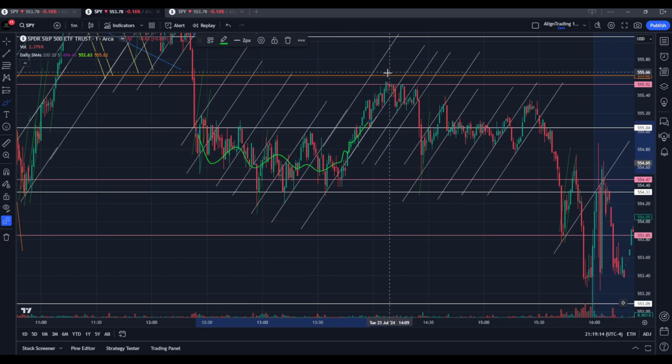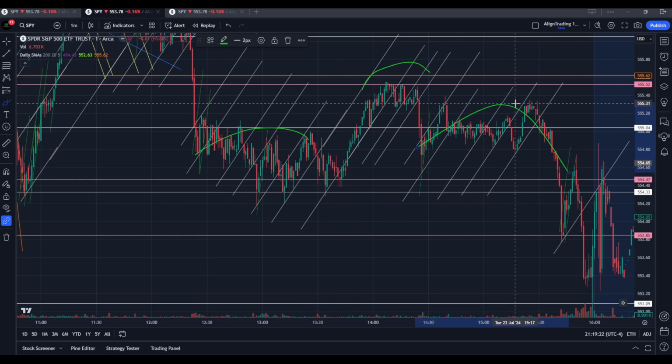But give it some time, let it form something, and you can see that we form this head and shoulder right there. You can also see there is another head and shoulder once again, as well as this inverse cup right here, with this white algorithm, and you could have taken that trade.